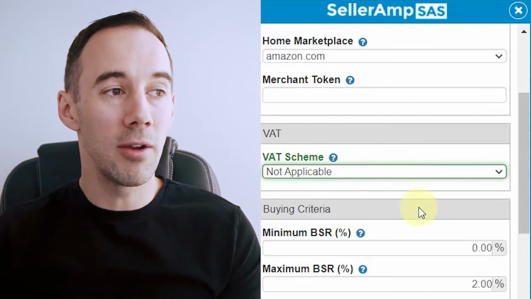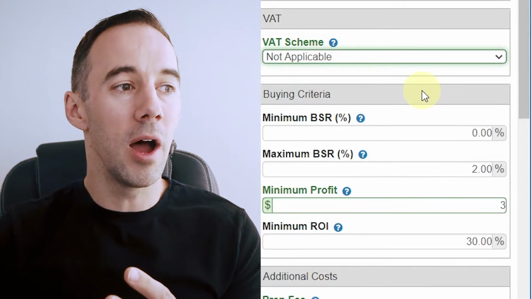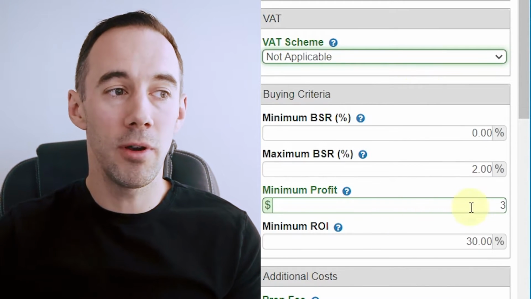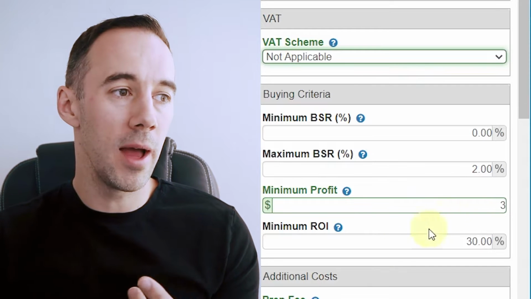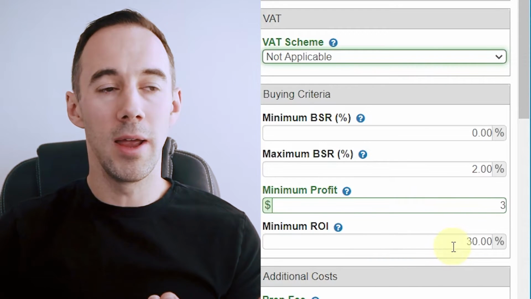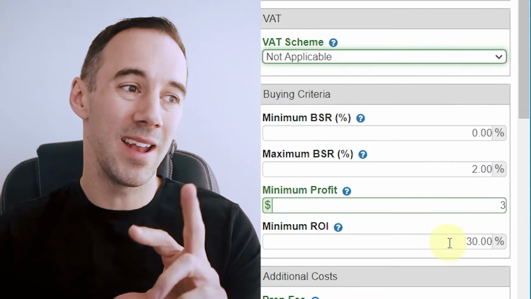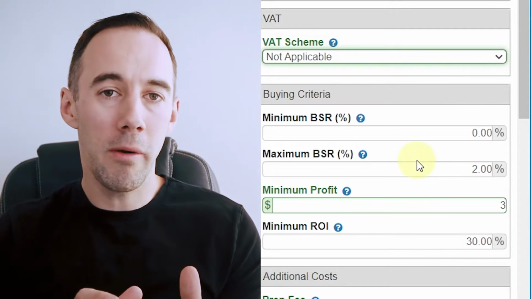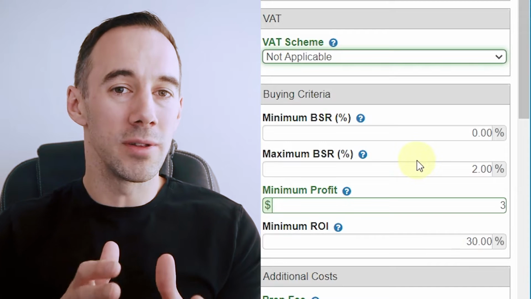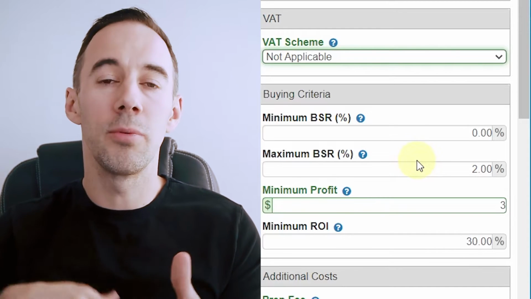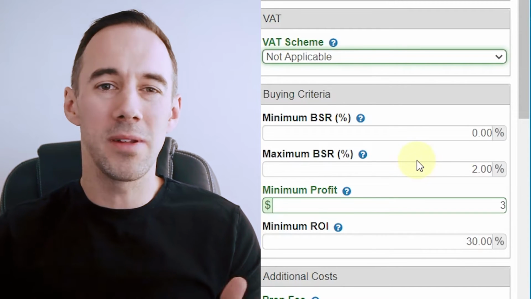Now, when we come down to buying criteria, the 2 key areas that I'm looking at are A, minimum profit, so about $3. I'm pretty happy with that. And then B, the minimum ROI. I'm looking for about a 30% ROI, return on investment. That's going to help me out setting up there. The BSR, I don't really worry about. The reason is I actually look at some other metrics like sales per month, which I find a bit easier to read. The BSR, I'm not too worried about.